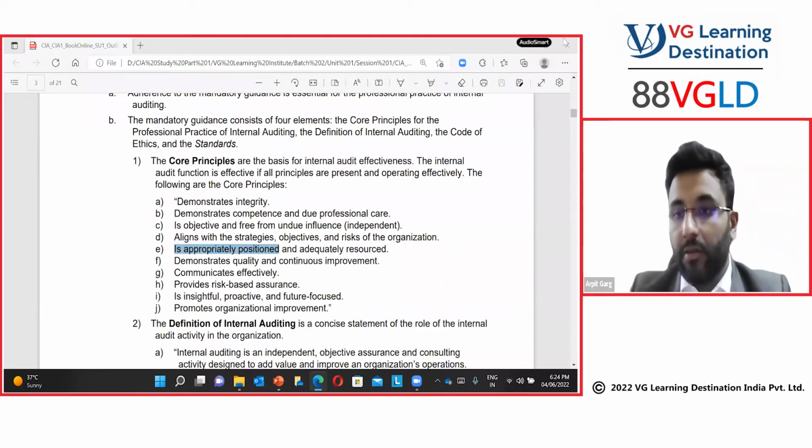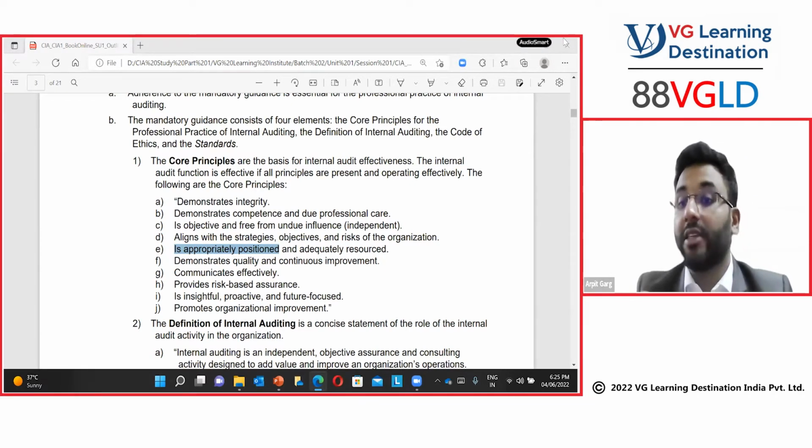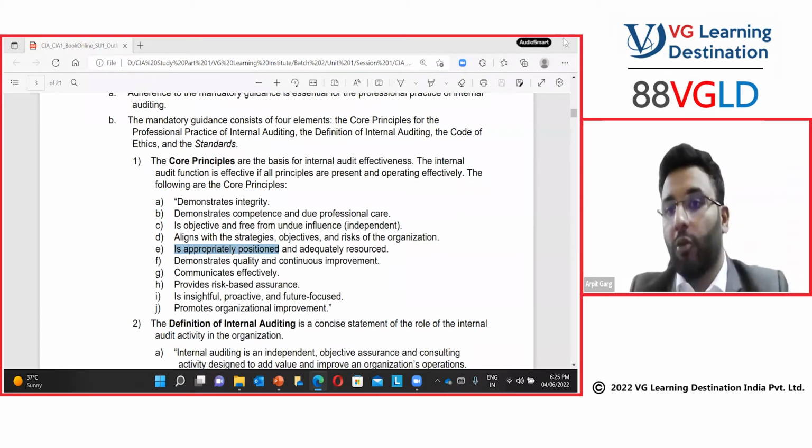So basically, we can say the internal audit activity is appropriately positioned when the CAE has direct access to the board. What does it mean? It means that the CAE has direct access to the board. And how does the CAE achieve that? Normally, the CAE in any company will have a dual reporting relationship: functional reporting to the board and administrative reporting to the senior management, which is the CEO of the company. Administratively, for the day-to-day activities, the CAE should report to the senior management, which is the CEO, and functionally to the board.